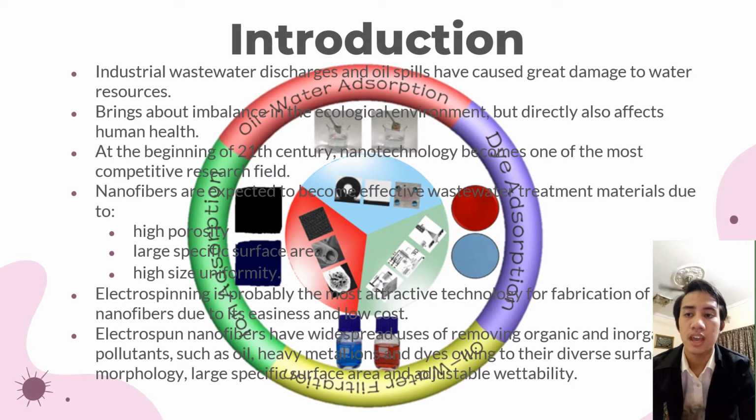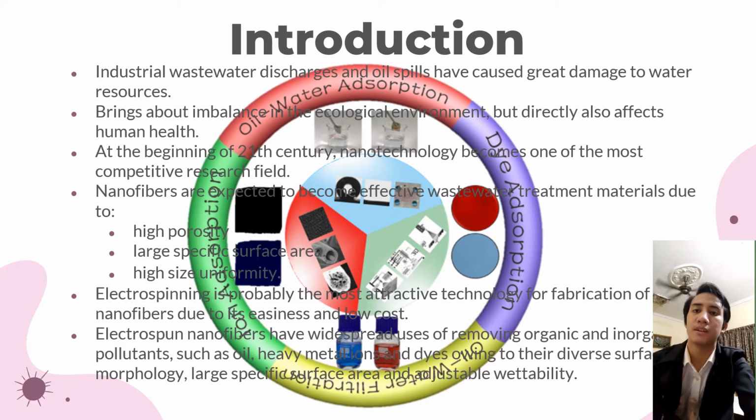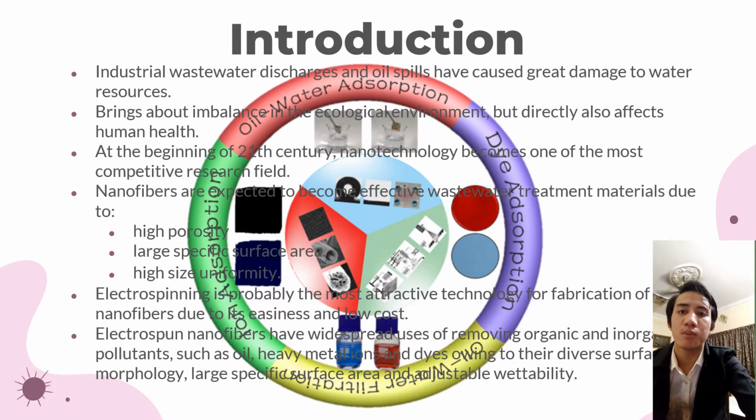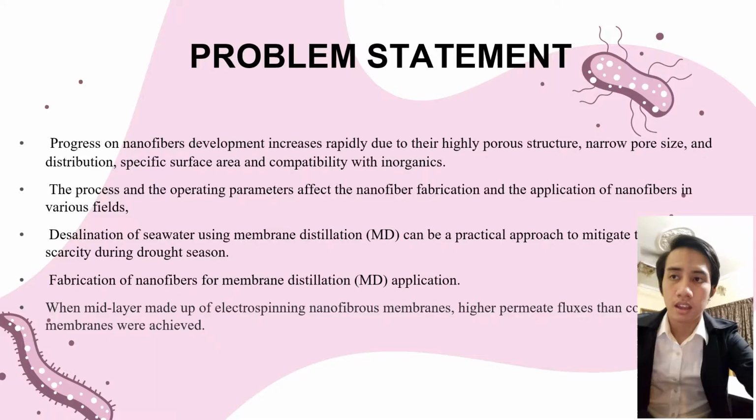Many approaches have been confirmed to prepare nanofibers. In particular, electrospinning is probably the most attractive technology for fabrication of nanofibers due to its simplicity and low cost. And now, more than 200 synthetic and natural polymers have been successfully electrospun into nanofiber membranes. And now for the problem statement.